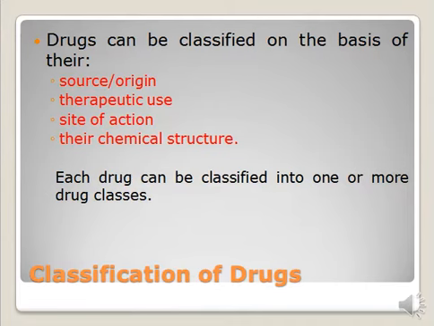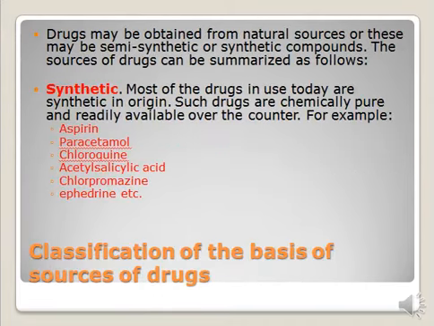So firstly, we will see the classification on the basis of source of drug, or on the basis of origin of drug. So drugs can either be obtained from natural sources or they may be synthesized in the laboratory, right? If they are synthesized in the laboratory, they can again be of two types: semi-synthetic or synthetic, right? So we'll consider all of these types of drugs on the basis of their origin separately.